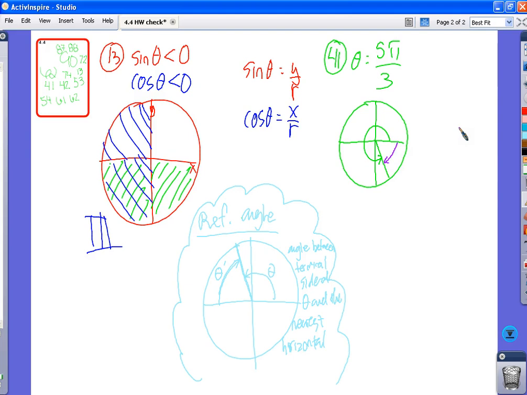How are we going to find it? It's 1 half pi over 2. Well, we need to first, before we do that, we need to know what fraction or addition we're doing, right?